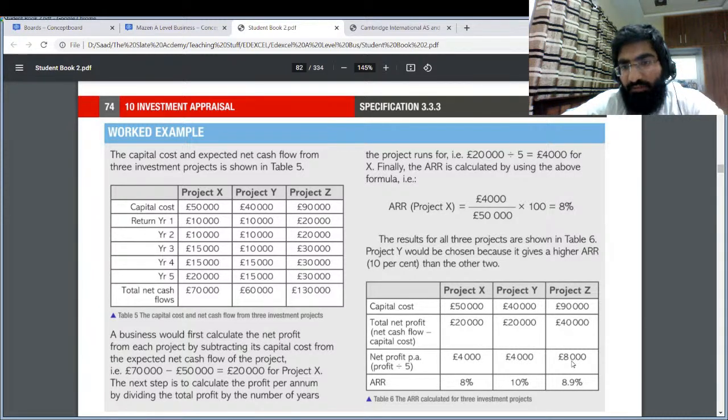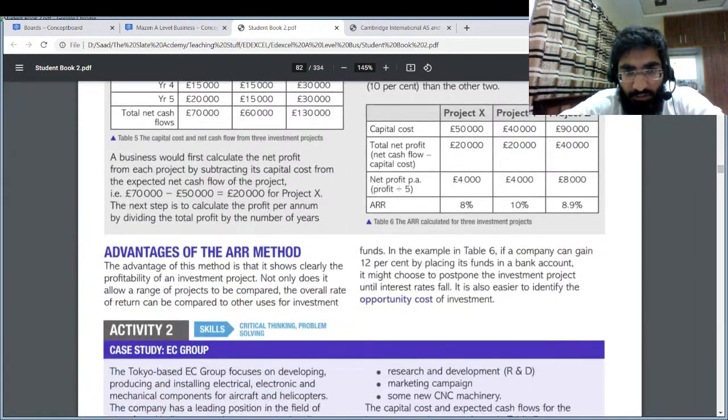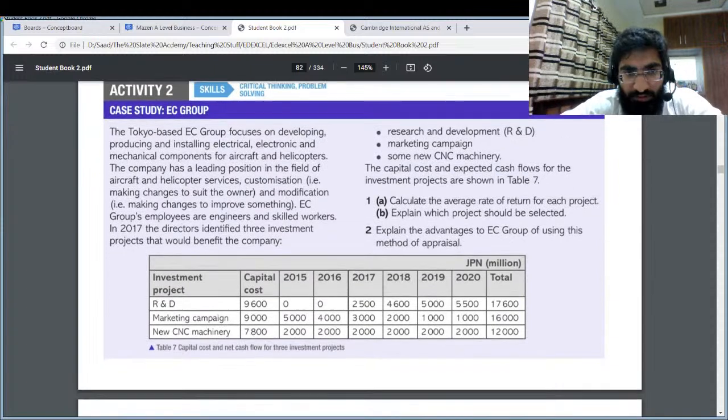But then we have to again divide it by the initial capital cost. This 8,000 annual return we are earning at what investment? So this is at 90,000, this 4,000 is at 40,000, and this 4,000 is at 50,000. So out of these three, this second one gives the highest annual average rate of return. Okay. Let's do this activity too.